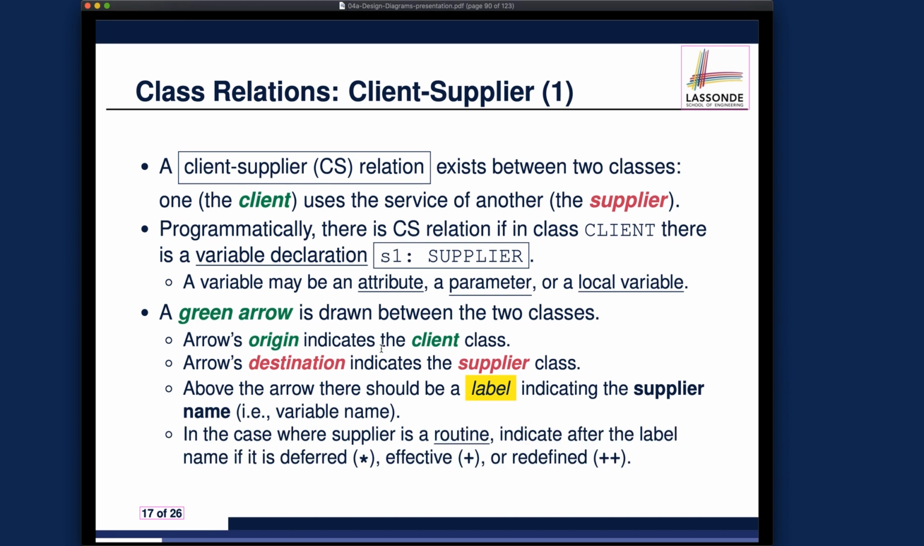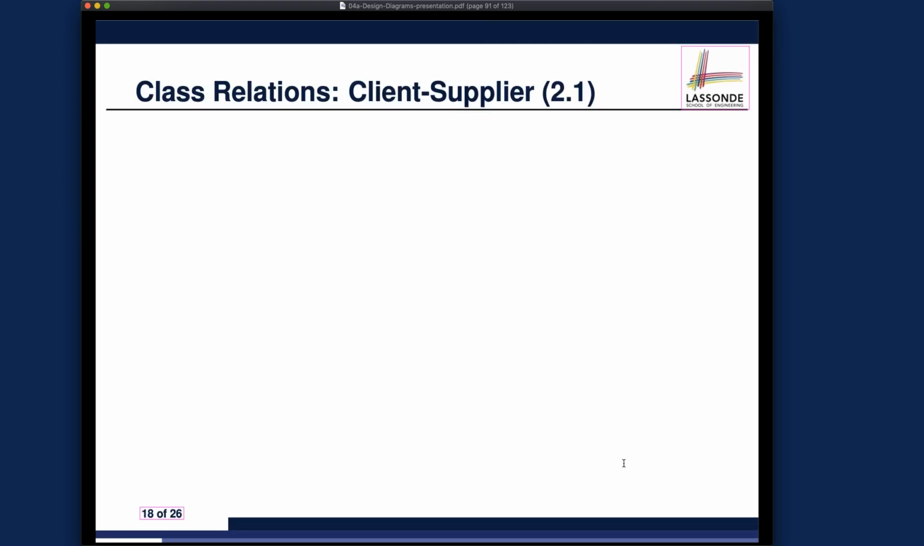Okay, in the case where a supplier is a routine, which means you may have implementation, right? In that case, you've got to indicate whether it's actually deferred, which means without implementation, not implemented. For example, the search in the very top superclass as we talked about. And also it may be effective, or it may be redefined. So you have to indicate when necessary as much as possible. Okay, so now let's see an example over here.